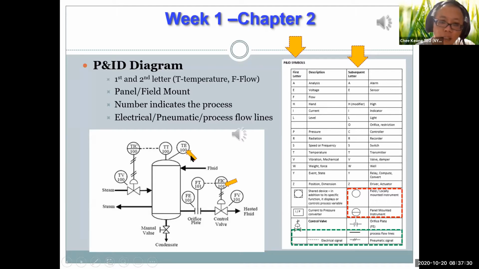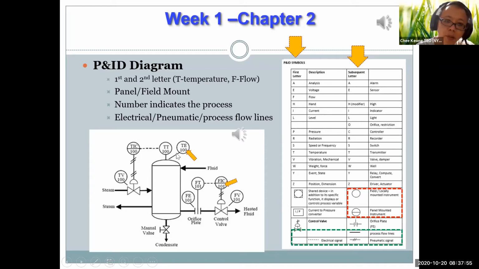And of course, there are numbers here. Can you see numbers 100, 101? These are the individual process IDs because there are so many process loops. For example, this loop is measuring the flow. For the whole process, they don't call it flow 1, flow 2, too many names to name. So they just use a number as a process ID. So this is the 101 process, this is the 100 process.